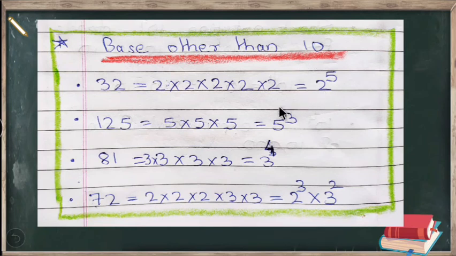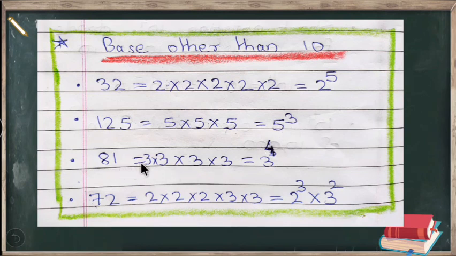Similarly, when we write the prime factors of 125, we will come to know that 125 can be written as 5 into 5 into 5. When we multiply 5 to itself 3 times, we get the product as 125. So 125 is equal to 5 raised to the power 3. Here the base is 5 and the exponent is 3.